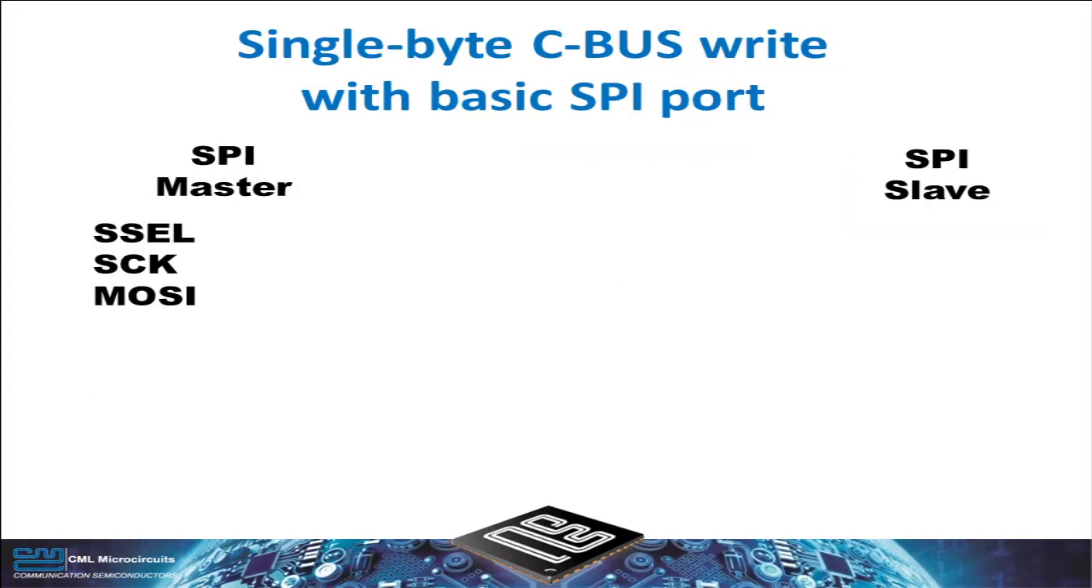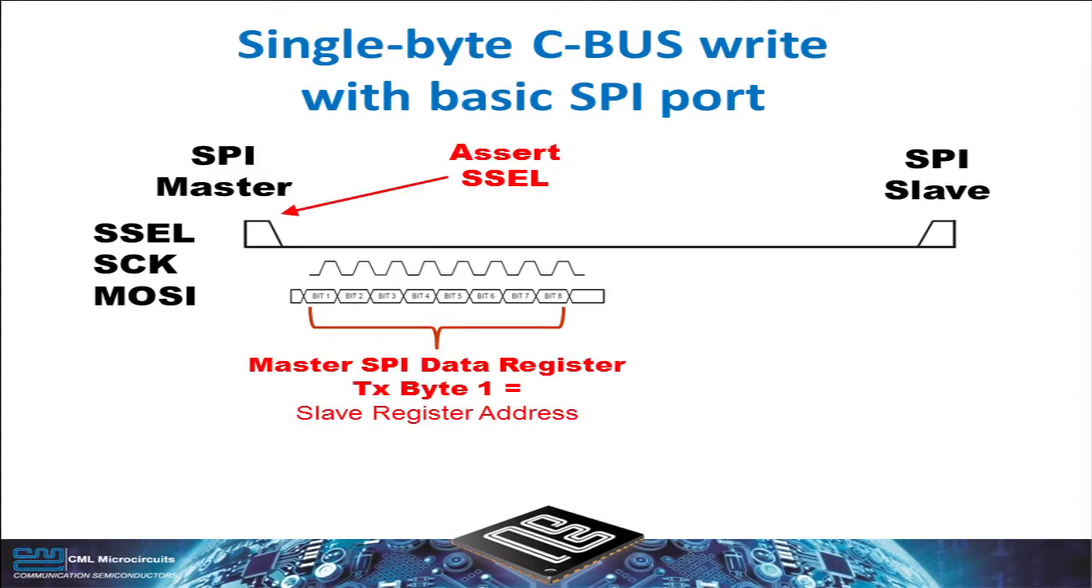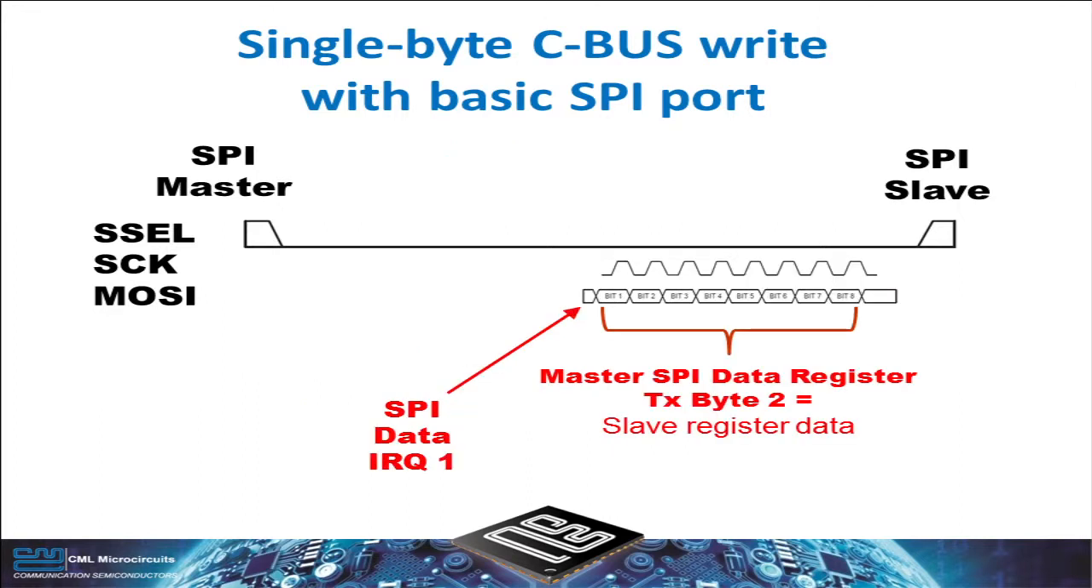A single-byte C-BUS write begins when the C-BUS master asserts slave select and loads the slave device's C-BUS register address into the master SPI data register. The first SPI data interrupt means the slave device C-BUS address has been transmitted.